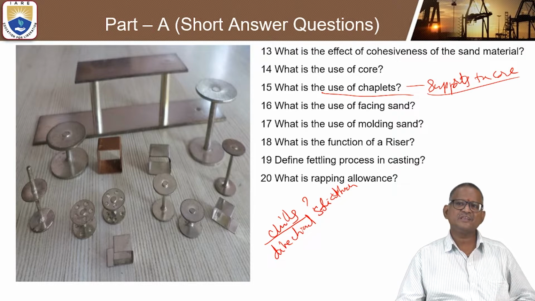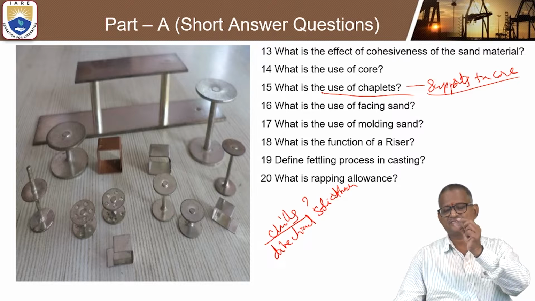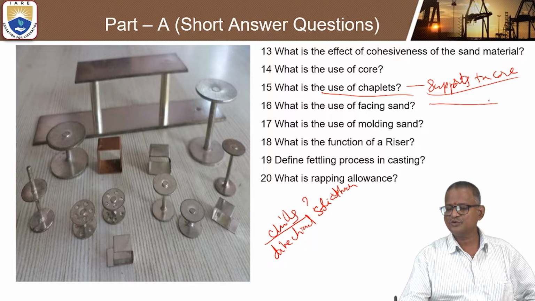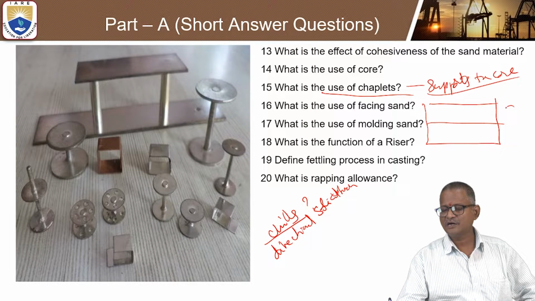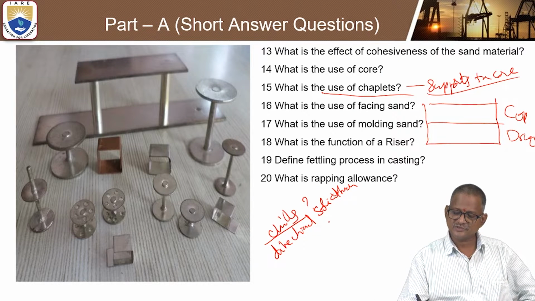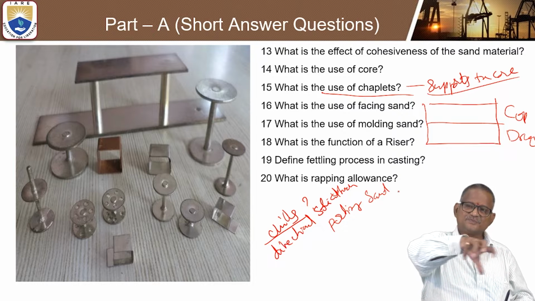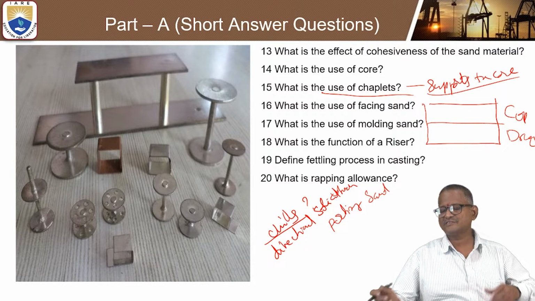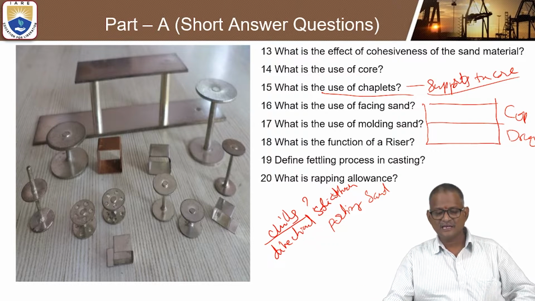Okay, and similarly some different types of sand. What is facing sand, molding sand, and parting sand? Suppose there are two flasks or boxes, one is the cope box and another one is the drag box. To separate the two boxes, we can use the parting sand or white sand. Parting sand, or white silica sand, is sprinkled into the drag box. Then you can keep the cope box above that, so that it can be separated easily.